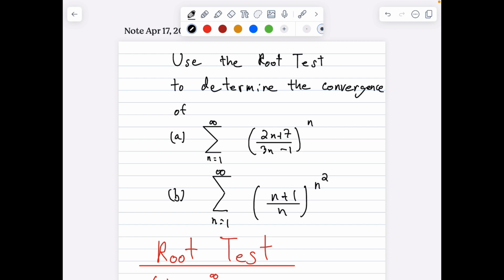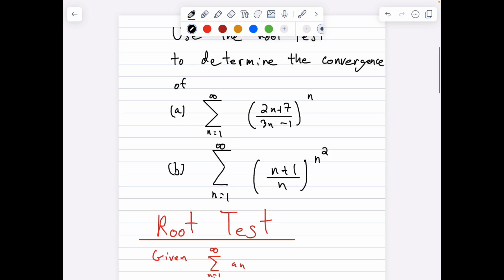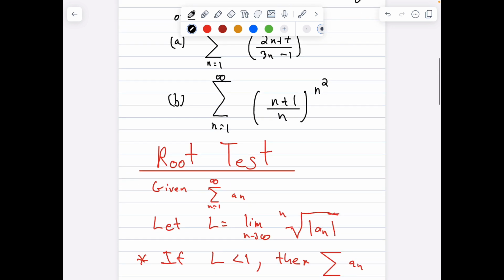All right, hello everyone. So today we're looking at a calculus 2 problem or problems. You're going to use the root test to determine the convergence of the following series. A is the series from n equals 1 to infinity of the quantity 2n plus 7 divided by 3n minus 1, all to the nth power. And for B, n equals 1 to infinity, the quantity n plus 1 over n raised to the n squared. And yes, we'll be using the root test here.